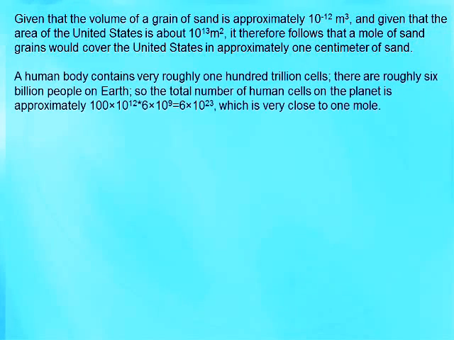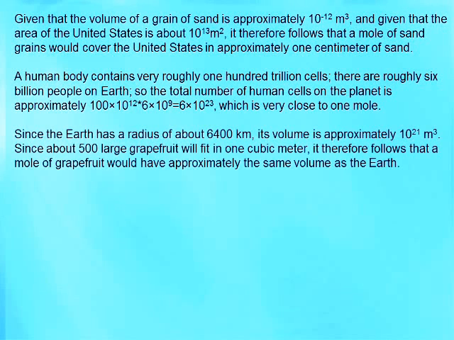The human body very roughly contains 100 trillion cells. There are roughly 6 billion people on Earth, well, now almost 7. So the total number of human cells on the planet is approximately 6 times 10 to the 23rd. So basically, everyone's cells combined make up about a mole of cells.